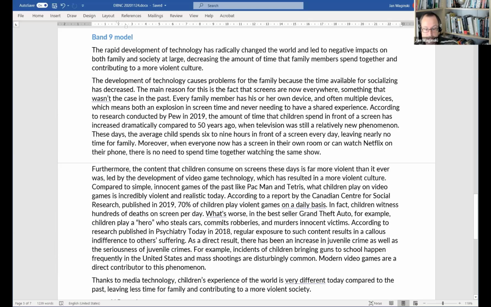Thanks to media technology, children's experience of the world is very different today compared to the past, leaving less time for family and contributing to a more violent society. Last sentence, conclusion. Here we use "thanks to media technology."